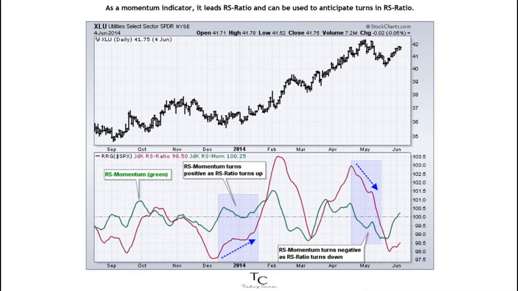As a momentum indicator, it leads RS ratio and can be used to anticipate turns in RS ratio. Typically, RS momentum crosses above 100 when RS ratio is forming a trough and starting to move up. Conversely, RS momentum crosses below 100 when RS ratio is forming a peak and starting to move down.